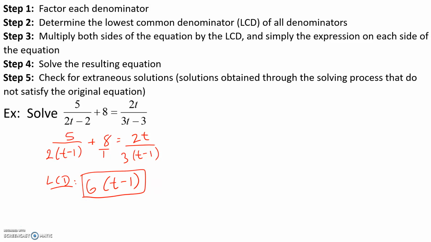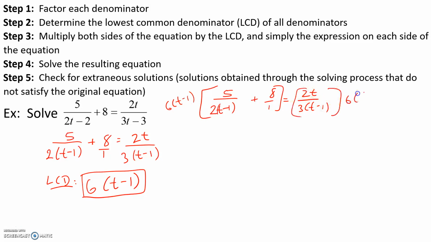Now let's take our equation, which is 5 over 2 times the quantity t minus 1 plus 8 over 1 equals 2t over 3 times the quantity t minus 1. Make sure we write these in factored form. We're going to multiply both sides by 6 times the quantity t minus 1. Okay, so let's distribute the 6 times t minus 1 to both sides before we cross cancel.